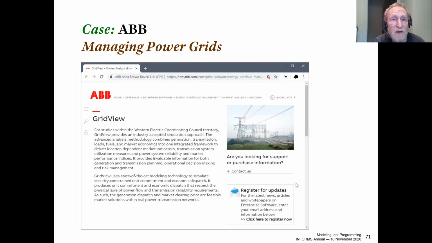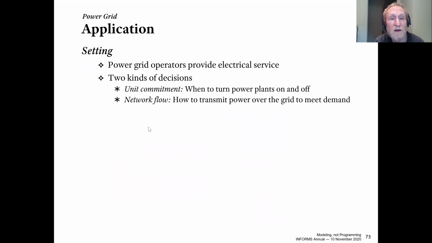So the third one is somewhat different from the other two in that our customer here is not actually solving the problem for themselves, but they're producing a product which they will then sell to other people. So ABB produces this product called GridView, which then performs optimization for a variety of customers that have a power grid application. So the situation is that there are two kinds of decisions basically in electrical service. There's when to turn power plants on and off, that's called unit commitment, and there's how to transmit power over the grid to meet the demand.